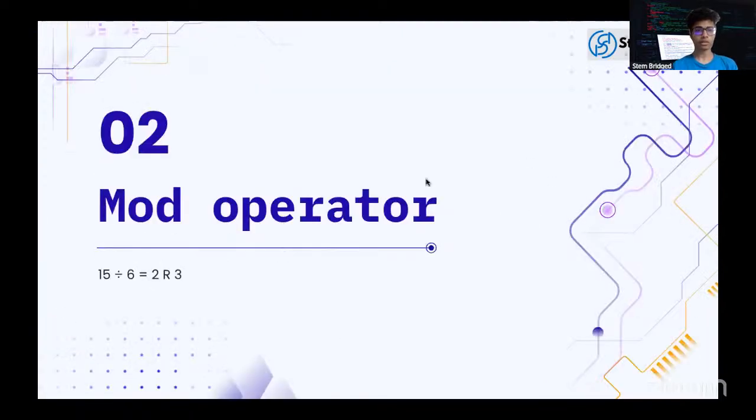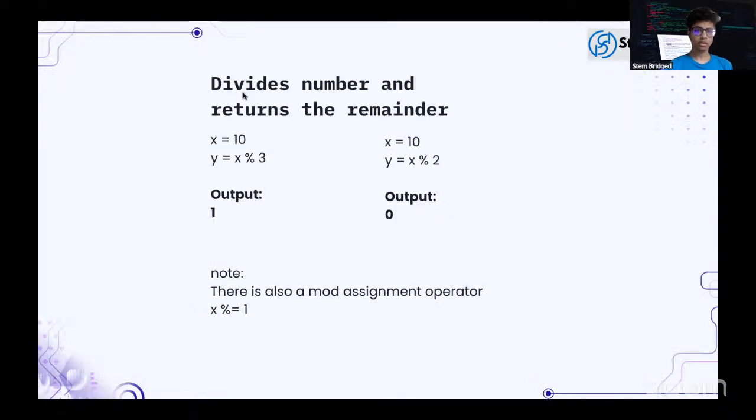Mod operators. The mod operator divides the number and then returns the remainder. So x is equal to 10 in this case. y is equal to x mod, and you use the percent symbol for mod. So this would be 10 mod 3. 10 divided by 3 is 3 with a remainder of 1. My bad, 10 mod 3 would be 1 because 10 divided by 3 is 3 with a remainder of 1, and mod returns the remainder.